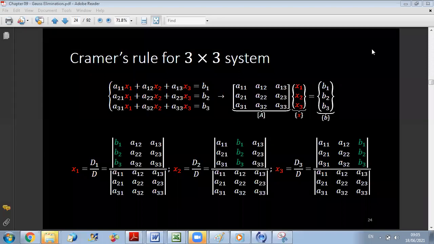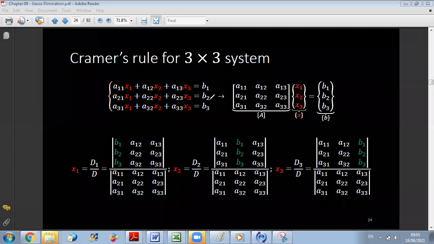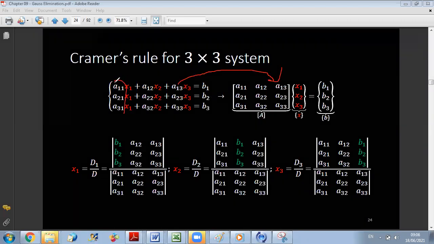Okay, so we introduced last time Cramer's rule, which can be used to solve a linear system of equations. I will summarize it here. When you have a linear system, you can convert it to a matrix form, and then the coefficients of x1 will constitute the first column of your matrix. The coefficients of x2 will constitute the second column, and the coefficients of x3 will constitute the third column.